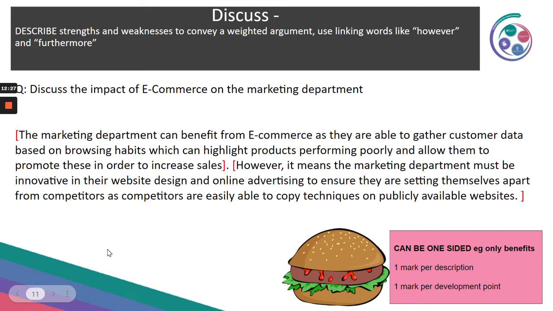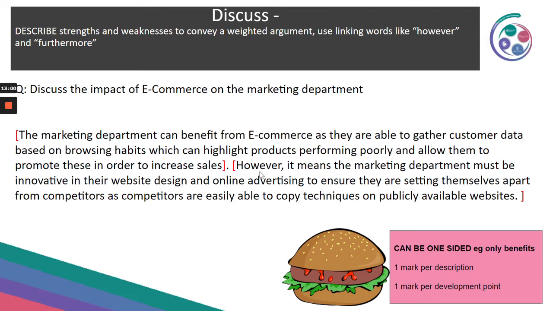Right, so the way that you would answer this is by fully describing, so giving a description of advantages and disadvantages of using e-commerce from the point of view of the marketing department. So we've got the marketing department can benefit from e-commerce as they are able to gather customer data based on browsing habits, which can highlight products performing poorly and allow them to promote these in order to increase sales. Then we've directly contrasted our advantage, and we're going to talk now about a disadvantage.